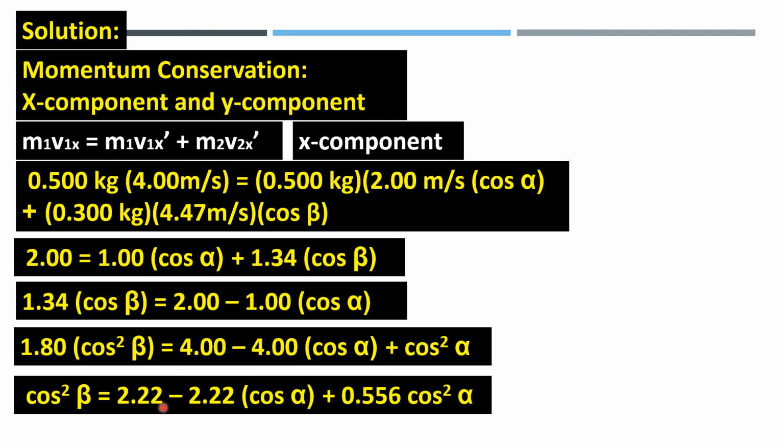Similarly, that's minus 4, so 2.22, and then put down the cosine alpha. Then plus, this is understood to be 1, 1 cosine squared alpha. So that has to be divided also by 1.80, and what we get is 0.556 cosine squared alpha. We are not done yet. This will be continued in the next slide.